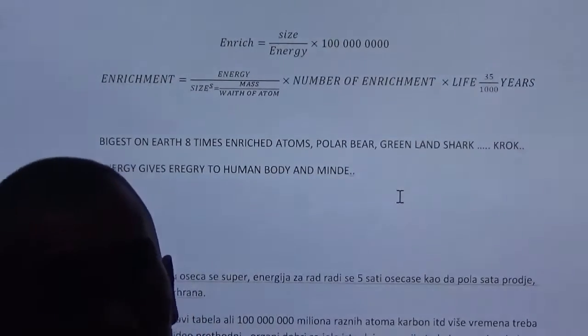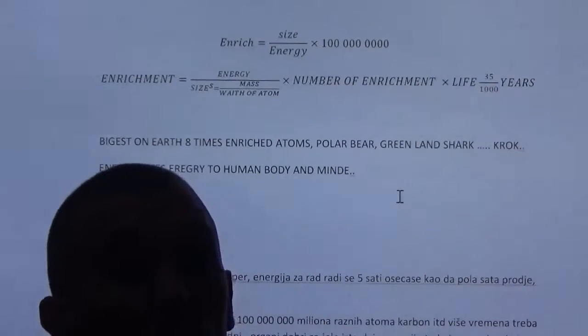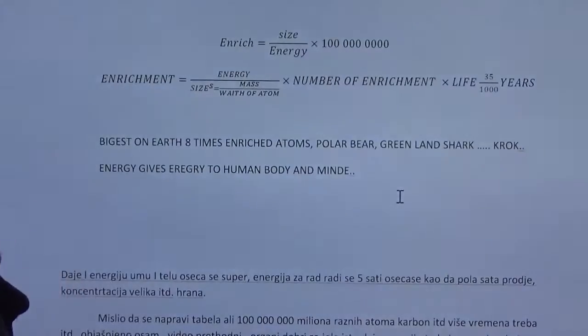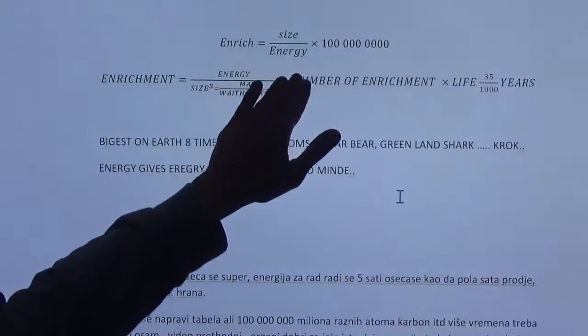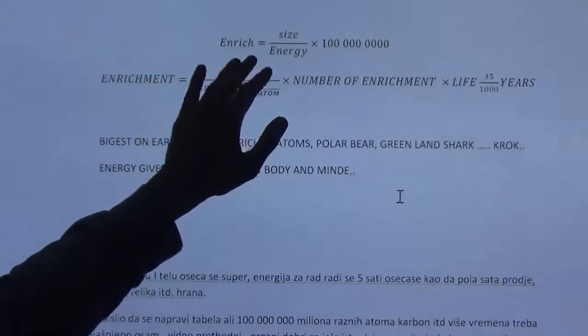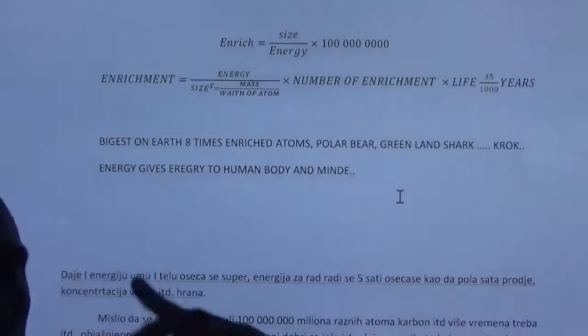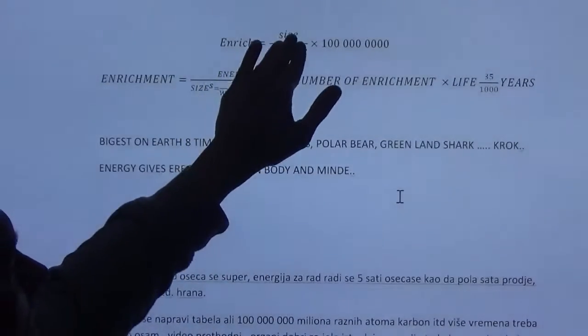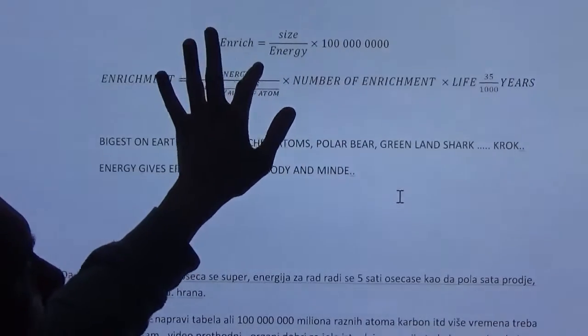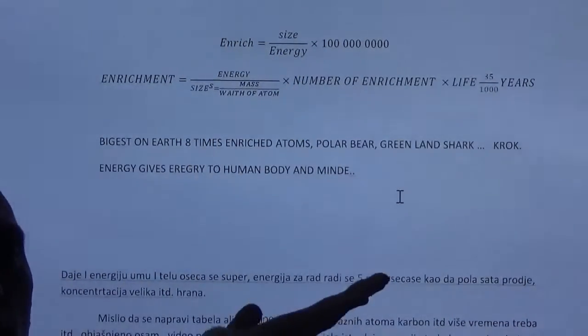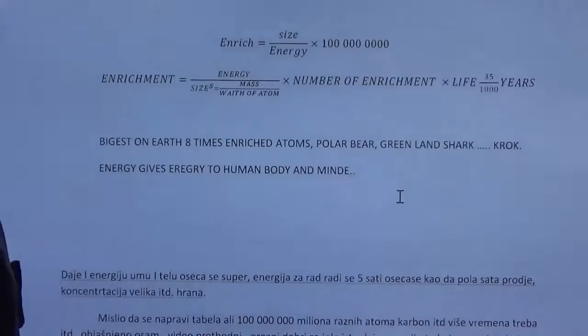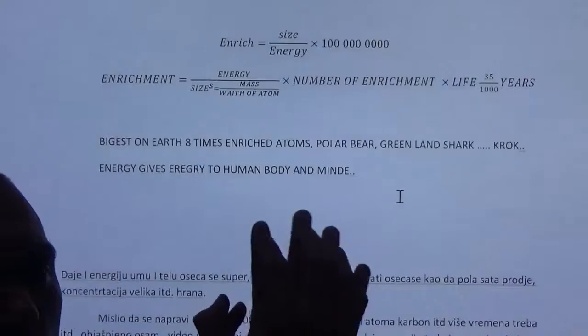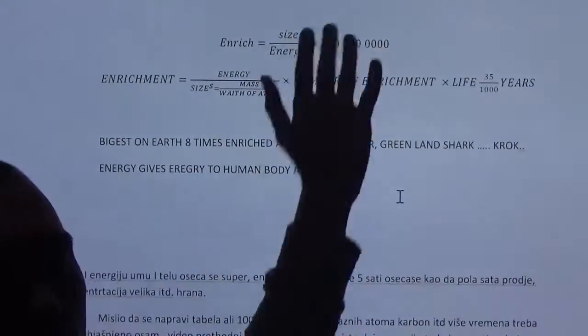Plus, it's a lot bigger than us, of course, and then therefore it eats a lot more than us, and so on. But that's a simple equation that explains that. So enrichment and scientific enrichment that people can go into and everything, that equals the size of the atom, which is divided by how much energy it has in it. But energy is basically the same stuff, you know. Energy is basically those subatomic particles coming out of atoms that I explained.